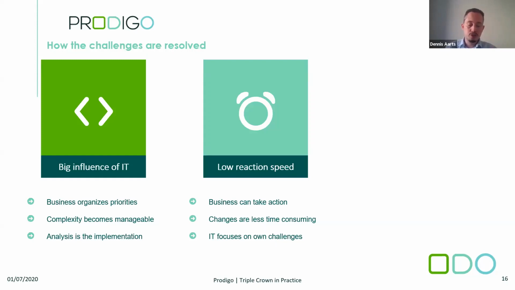Also, once those models have been defined, you see that small changes can be executed by the business. For example, if you need to change those percentages for the products or additional products have to be added, this can be done by the business itself. Changes are less time consuming because those models are easier to read and easier accessible. It is easier to pinpoint where something has to be changed. And this all allows IT to focus on their own challenges because the amount of time consumed by the business from them is being minimized.